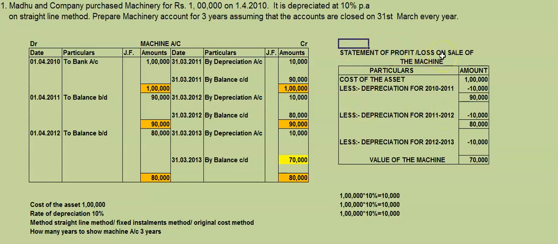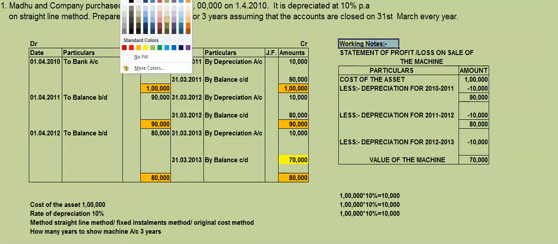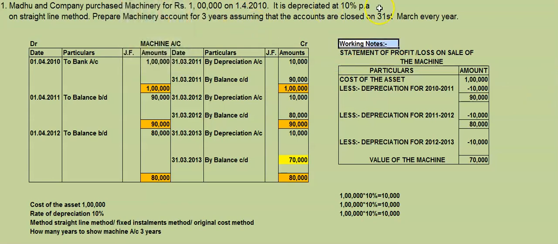So these points, and it is always better to show the working notes here. These working notes, if we show them, it is always better, because you will understand in a better way what we are doing with this problem. So it is always better to keep them ready when the problem starts. So these are the working notes. I think you understood very clearly what a machine account is.